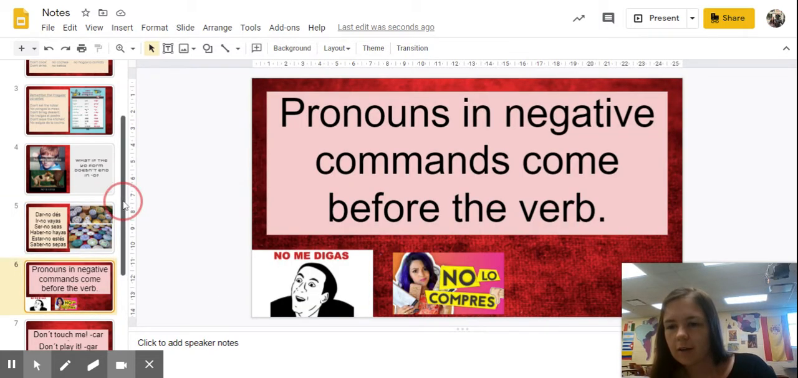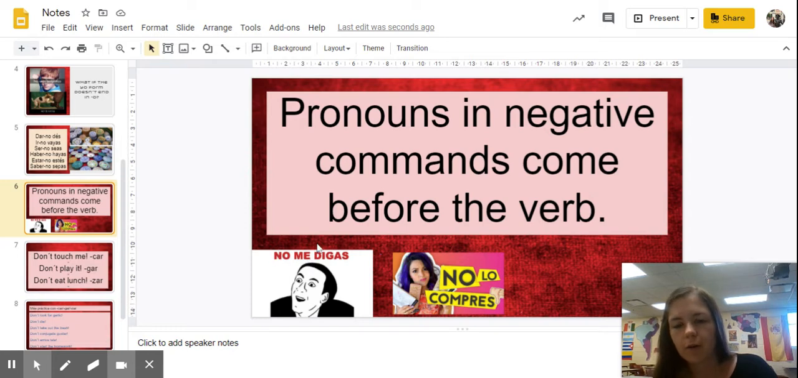So if I'm telling someone, for instance, don't tell me, the me here is a pronoun. And when we have negative commands, those pronouns are going to come before a verb. In affirmative commands, they're going to come after and attached to the verb. Negative commands like no me digas are going to come before the verb. Another example, she's saying no lo compres, don't buy it, but it has to come before the verb because it's a negative command.